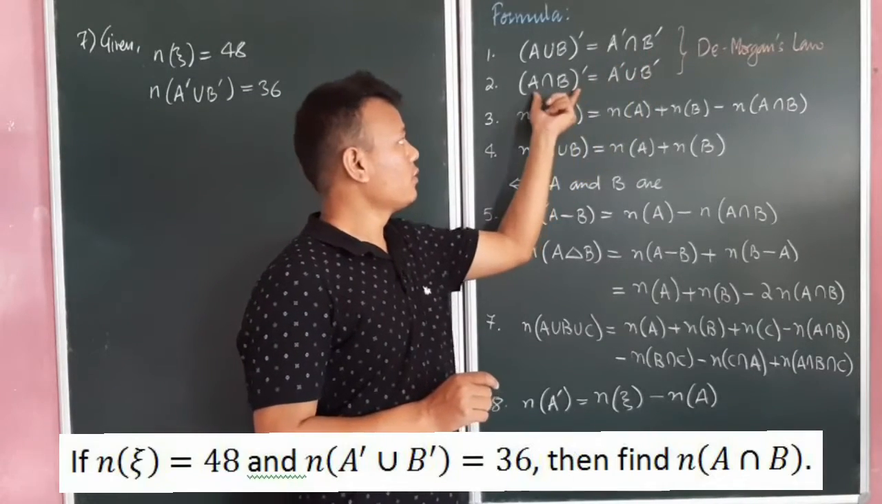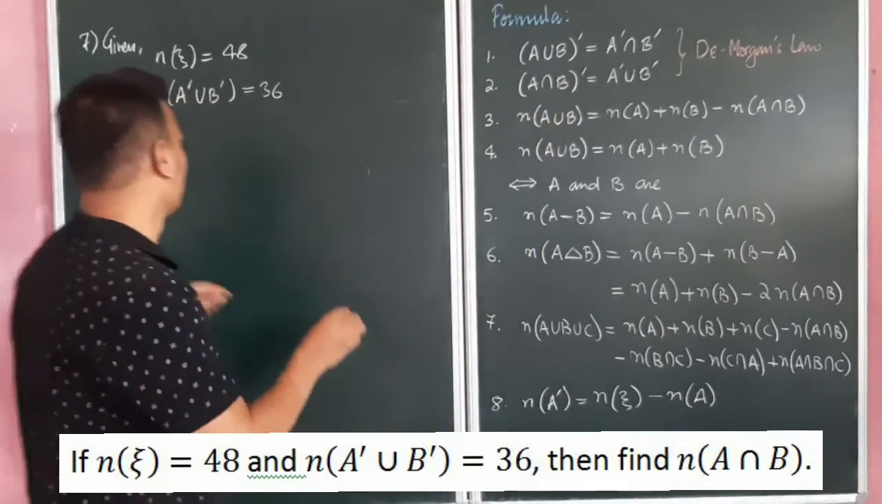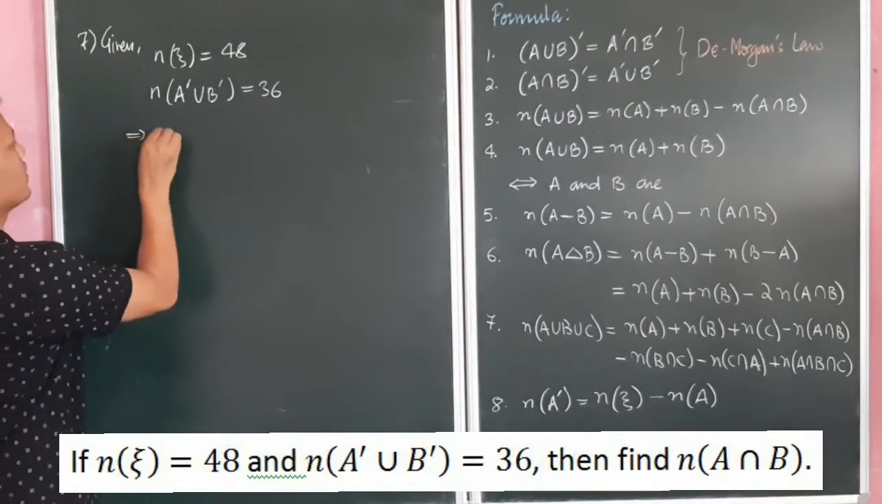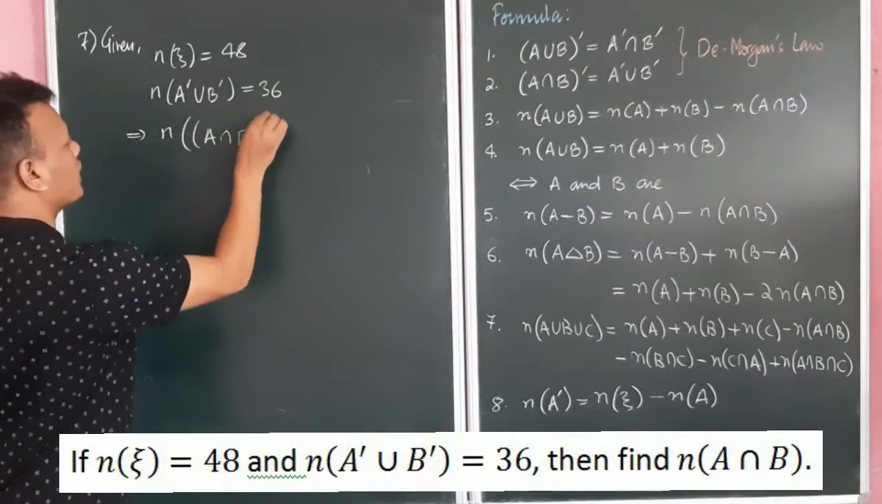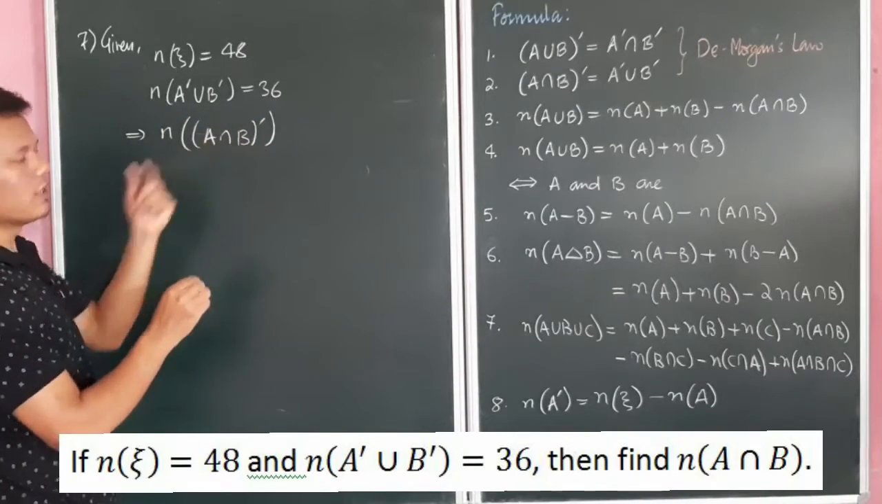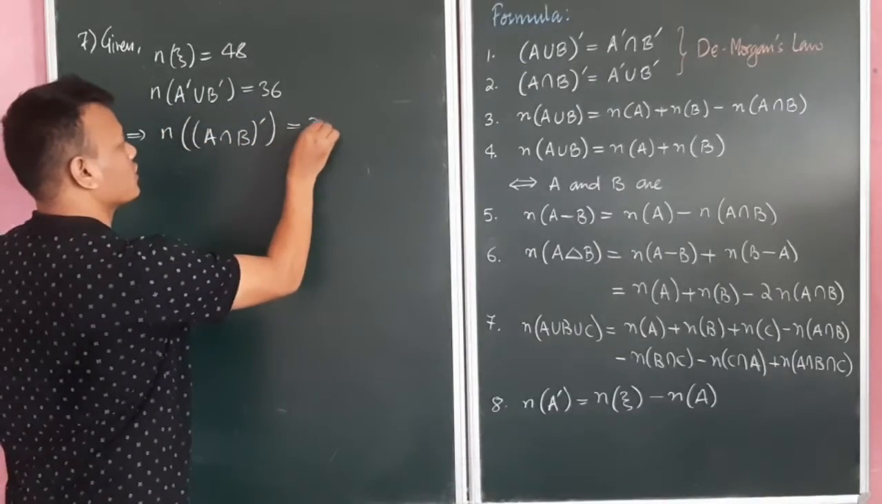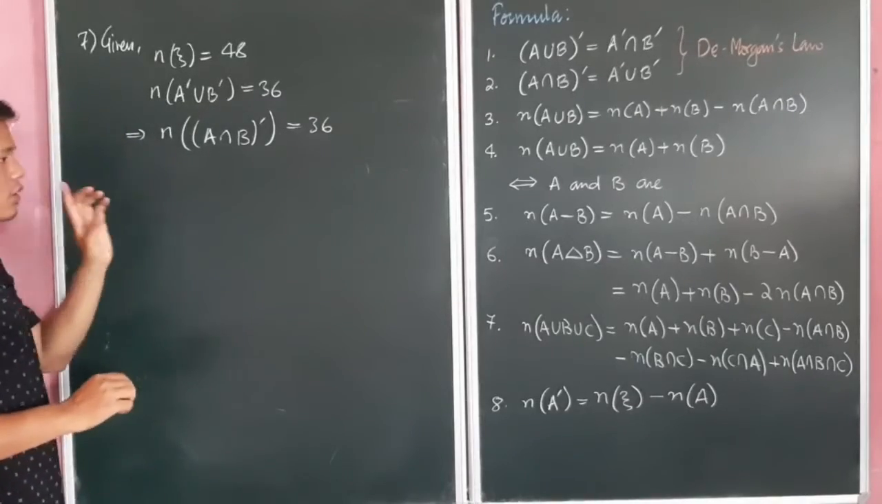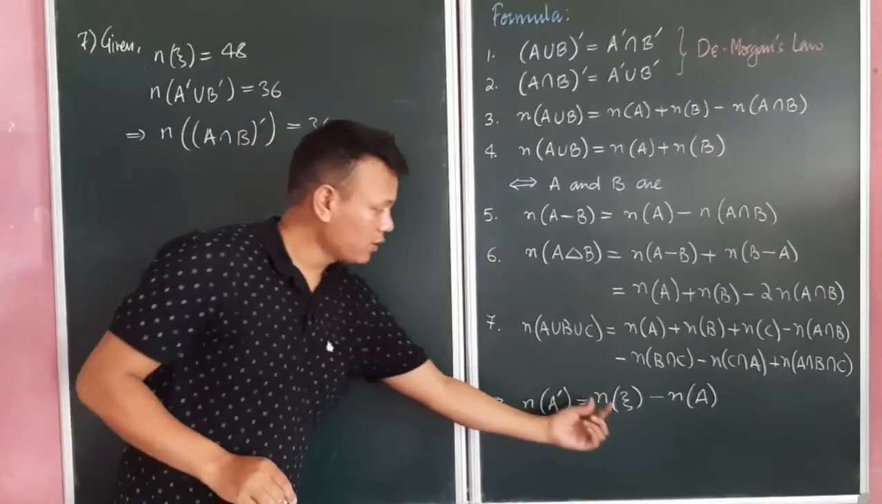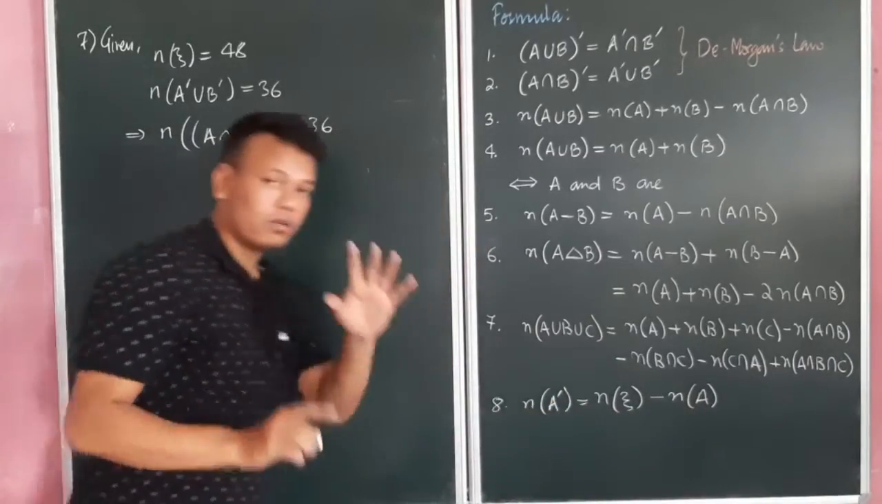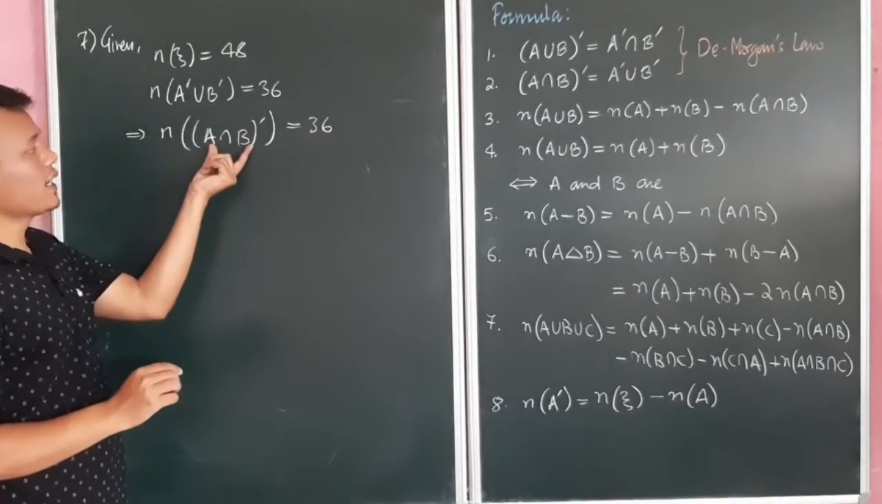So instead of this, can we write this? Yes. This can be written as n of A intersection B dash. Alright, so instead of this I have written this much. So this is 36. Now if you see here, n of A dash can be written as n of xi minus n of A. Now what is A here? This full thing acts like A.